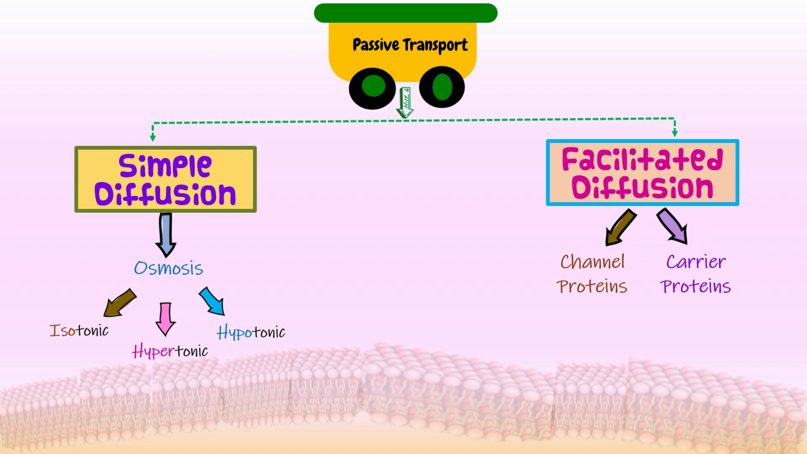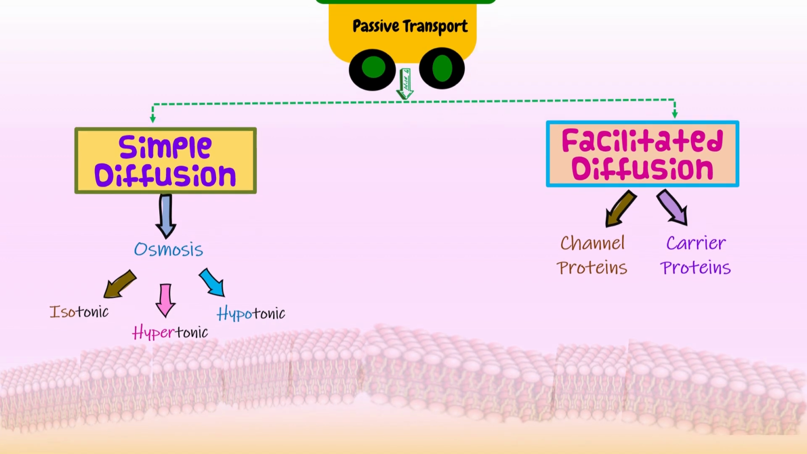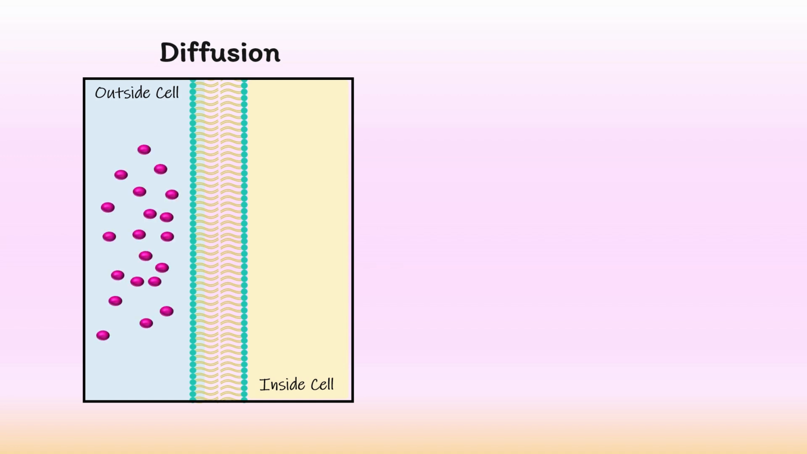Now let's discuss that. What is diffusion? This is outside the cell. This is the plasma membrane, while this is inside the cell. Diffusion is the net movement of molecules from an area of greater concentration to an area of lesser concentration.